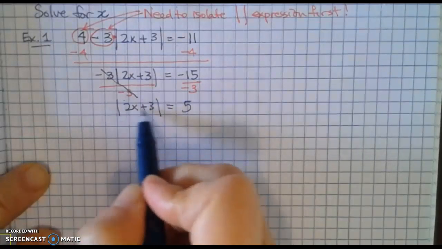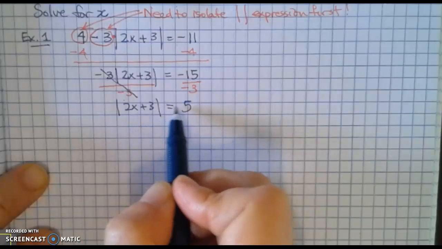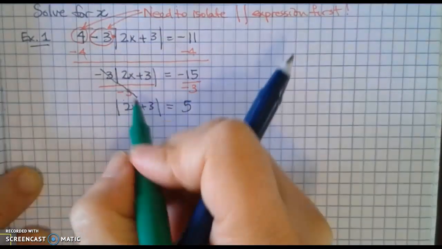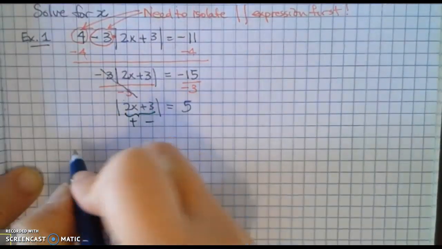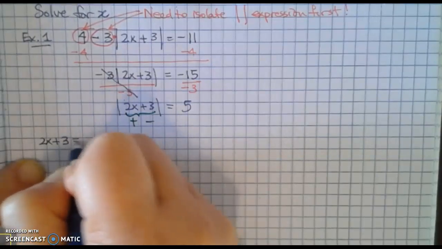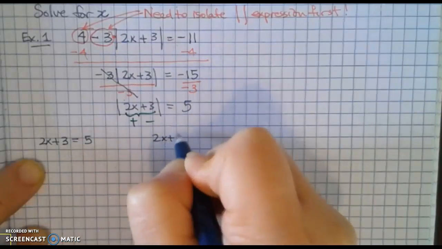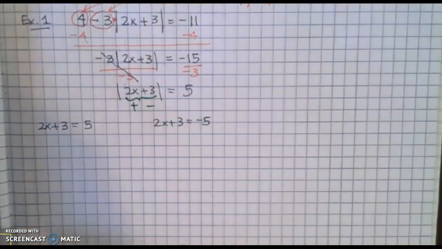We have the absolute value expression isolated on one side of the equal sign with a number on the other side. So now we know that what's inside could be positive or it could be negative. So let's start by saying that 2x plus 3 is positive 5, or possibly 2x plus 3 is negative 5. And then from here, we just need to solve.